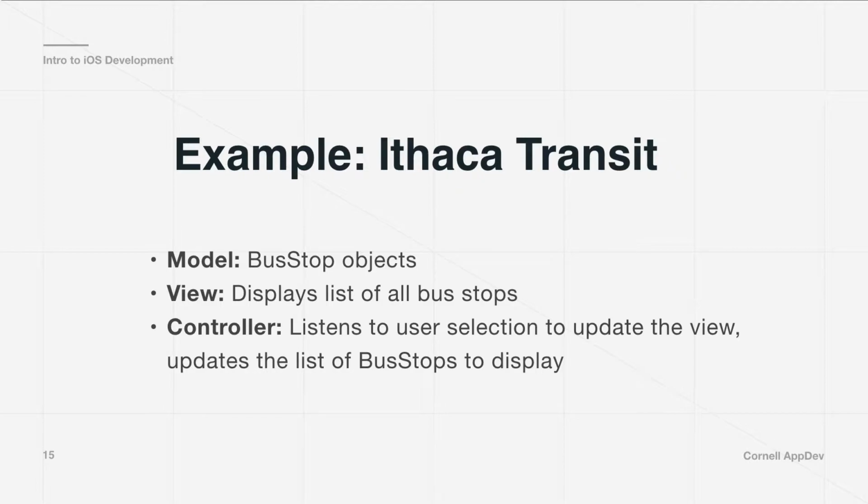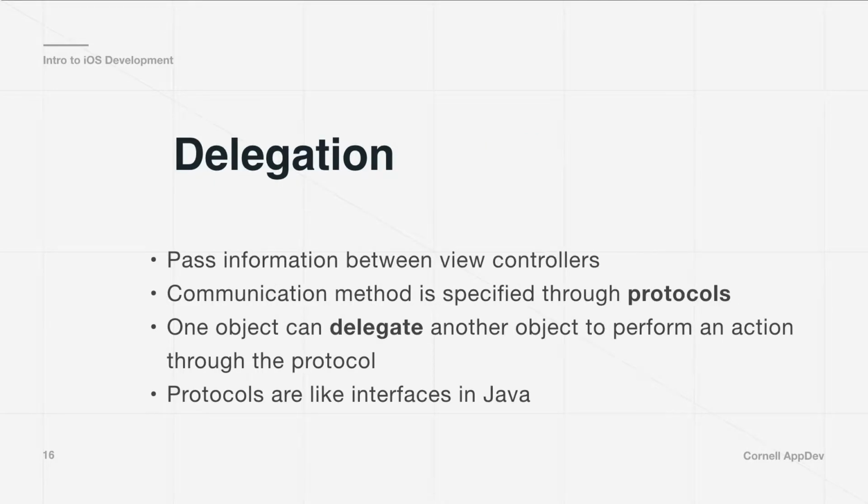For example, with Ithaca Transit, let's say you want to present a certain bus stop or a route. The model would handle all the information that's stored within those objects, and the view would take in that information and display it. But the controller would be the middleman saying, what kind of information do we want to pass to the view? If the user updates the view or taps on something, you update the model, and then it passes through the controller again and updates the view. So essentially the controller is the middleman for all that.